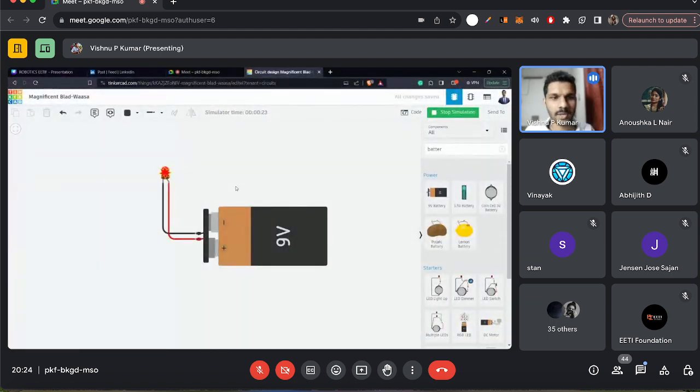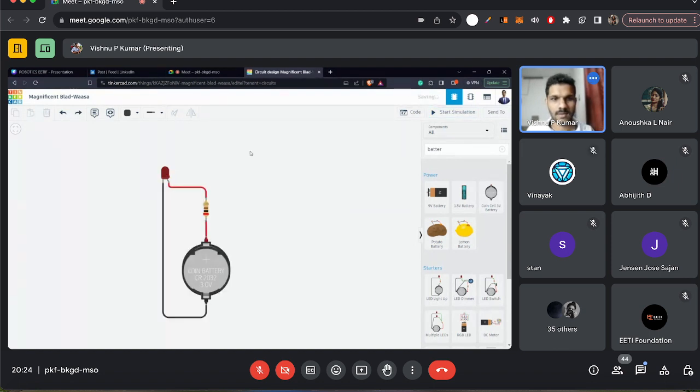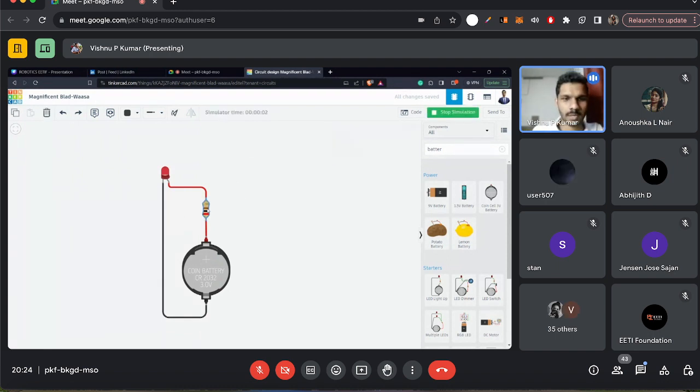In the circuit we saw earlier, I'll stop the simulation. In this case it's working properly. So I'll delete this resistor and connect it directly. Start simulation, and we can see there's an over current, right? When there is an over voltage, the LED will try to draw more and more current. That's why it's getting blown up. So there's an issue of both over current as well as over voltage.